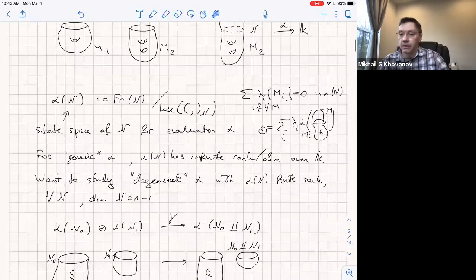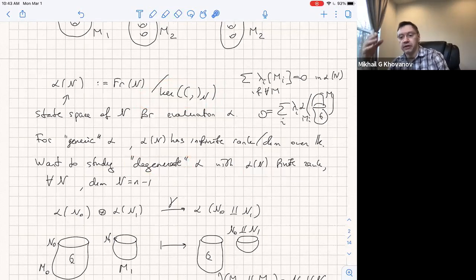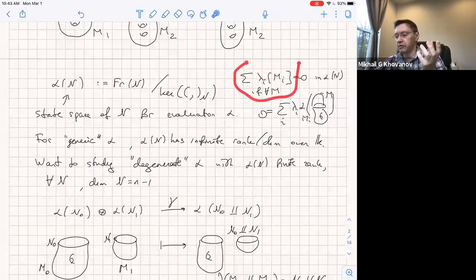You have no relations. But what we want to do is look at the degenerate case when the kernel is very large, such that alpha of n has finite dimension or finite rank over our ground field, for all manifolds n. So for all manifolds n of dimension n minus 1, we want the state space to be finite dimensional. So we want lots of relations. You can think of these relations as sort of scaling relations on manifolds with boundary, just saying that in the state space of n, no matter how we cap it off, it's 0.